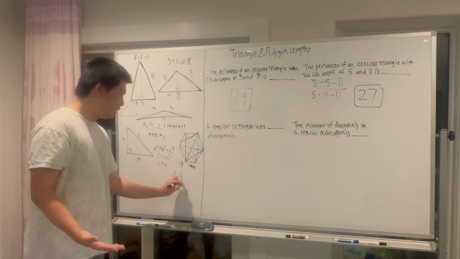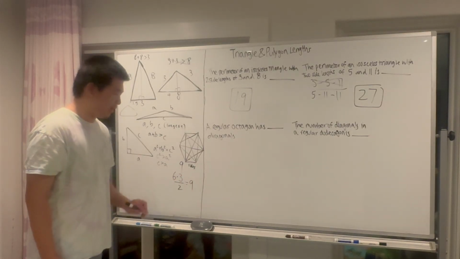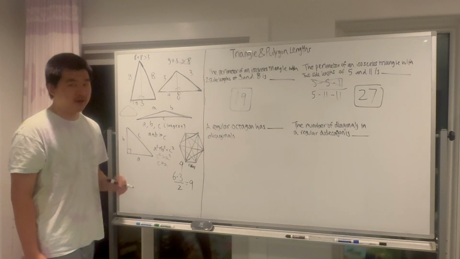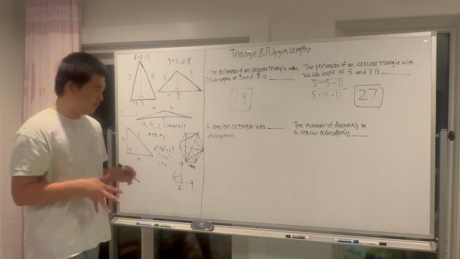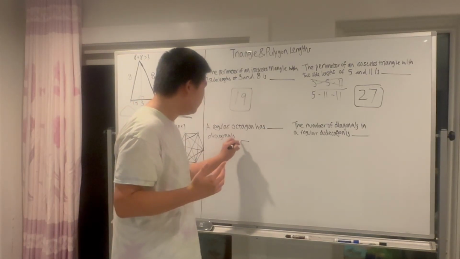So what we should do is divide by 2, right? And this will give us 9. And this is how you generally find the number of diagonals. And if you found that confusing, hopefully what I will show you next can help to alleviate that. So let's do this with an octagon.